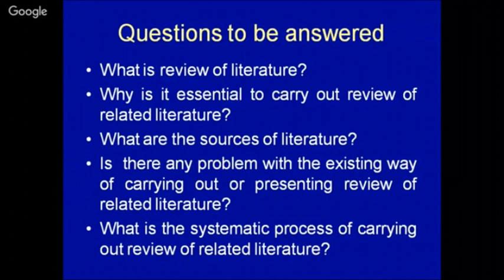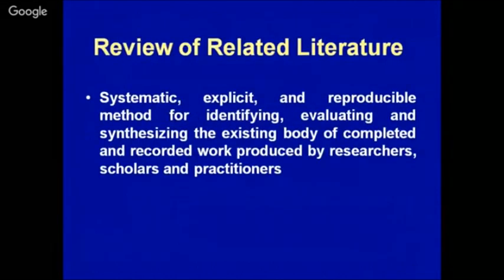So coming to the very first aspect, what is a review of related literature? You can read through that it is systematic. When we say it is systematic, it's a planned process, and there are steps involved in carrying out review of related literature. It is explicit. It clearly specifies what has already been done, and it is reproducible, that means whatever has been done is being reproduced.